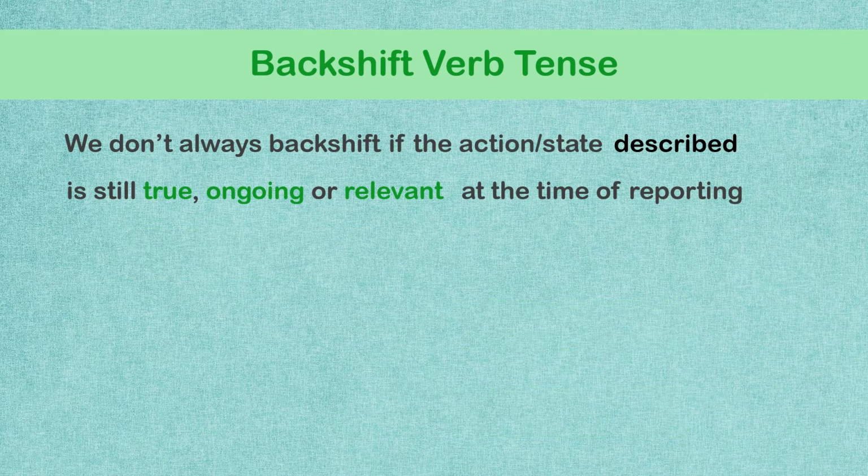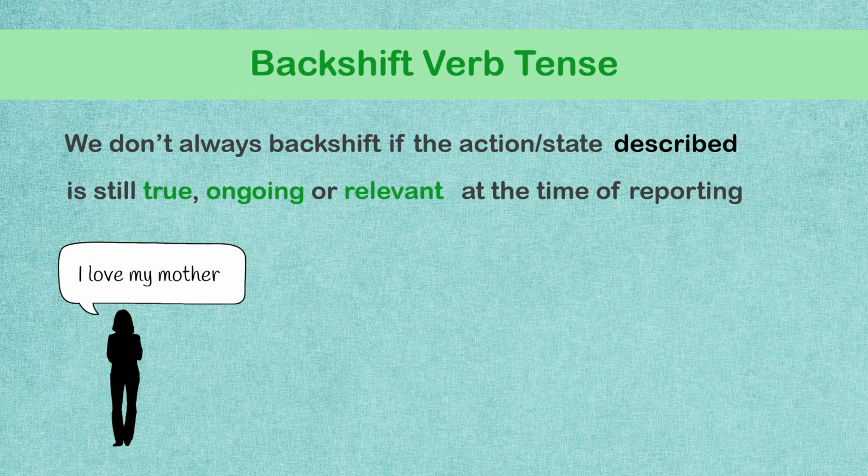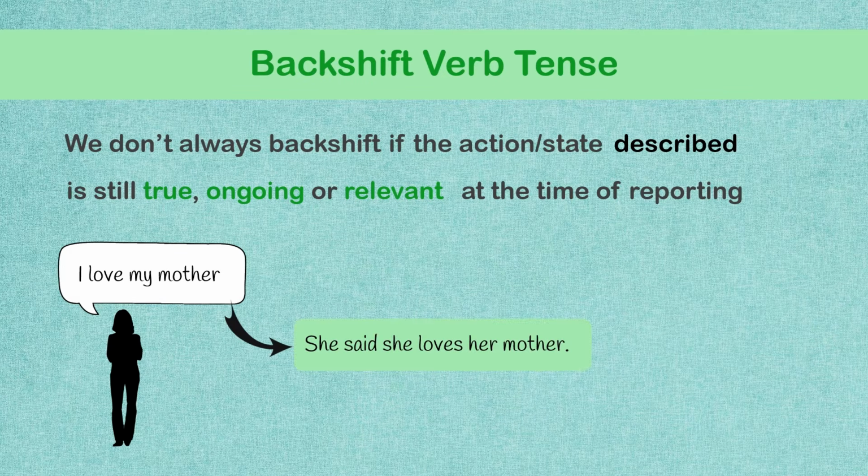This is important to consider when we are referring to emotions. Here's an example. We would report the speech like this. She said she loves her mother. If we did backshift and said, she said she loved her mother, it makes it sound as though she doesn't love her anymore.